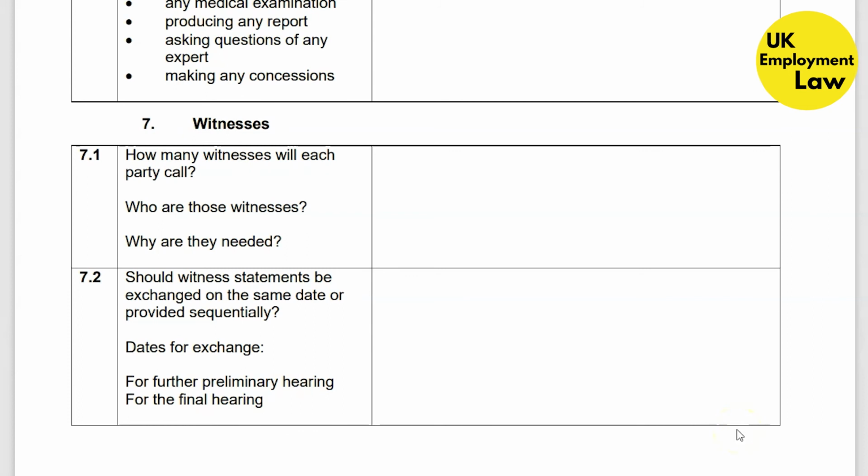Respondents usually call the following two main witnesses: disciplinary hearing officer and appeal hearing officer. If there are discrimination allegations, the alleged discriminators may also give evidence. Investigation officers may also be called to give evidence.